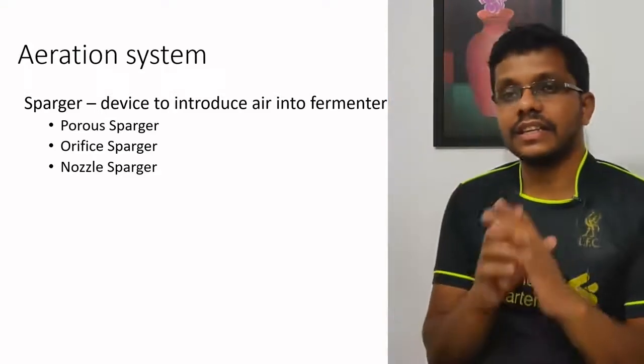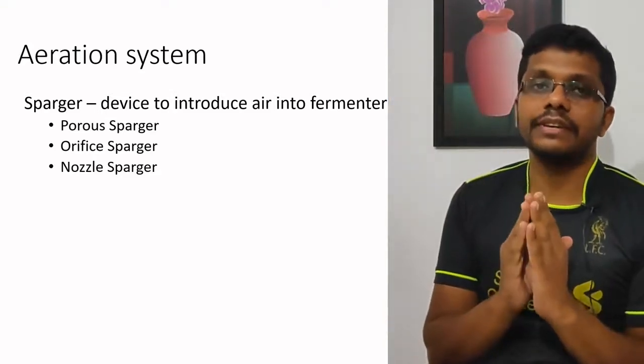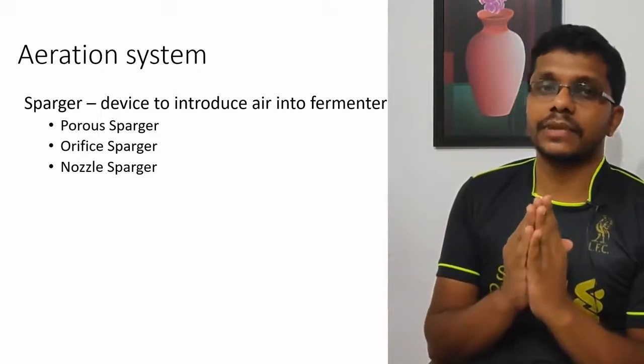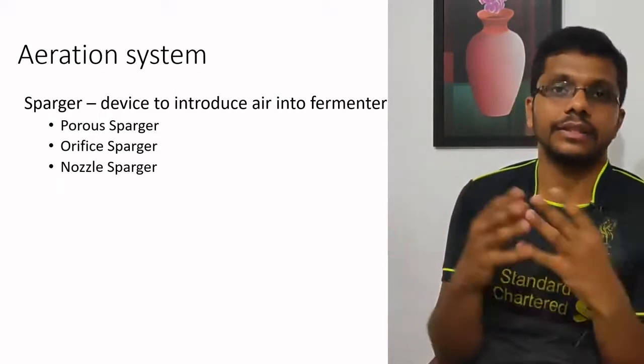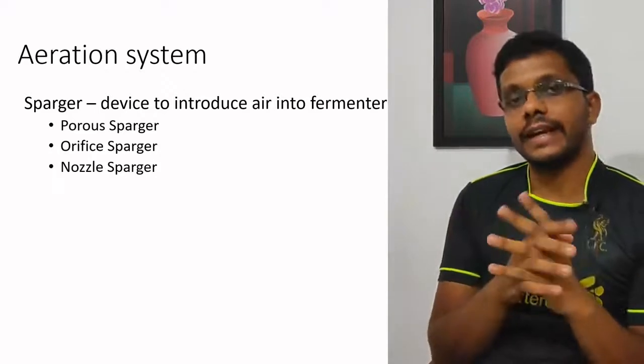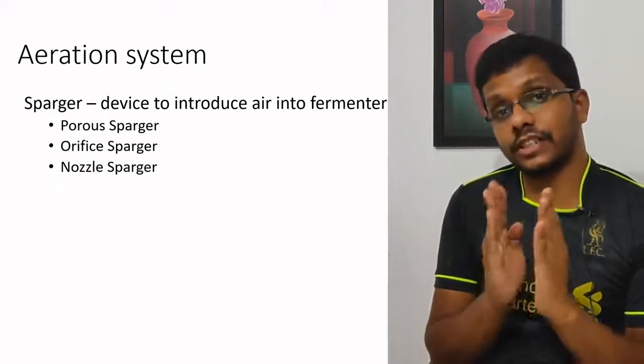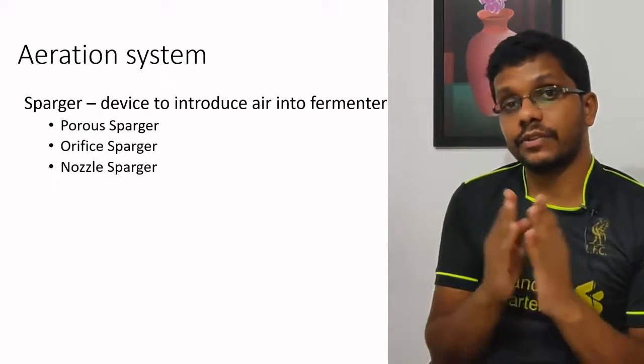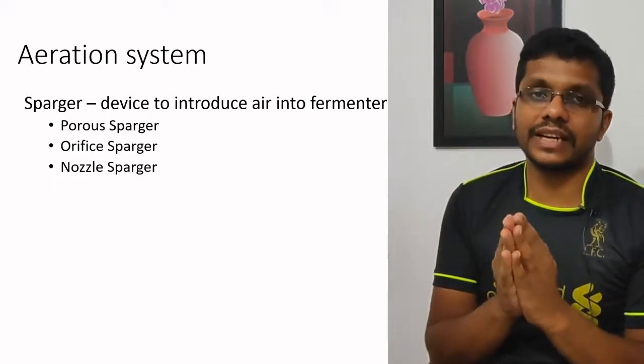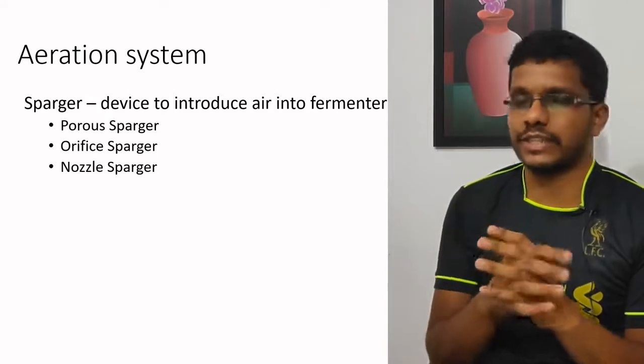Besides this, the composition of the air we are giving into the fermenter may also vary. Sometimes we may use the usual atmospheric air for the aeration, or we can increase the percentage of oxygen if we need it. If you are using atmospheric air, it will have only 21% of oxygen.